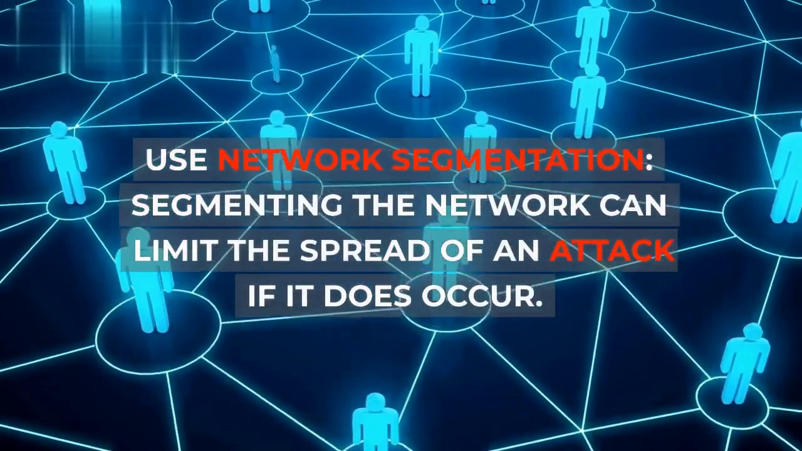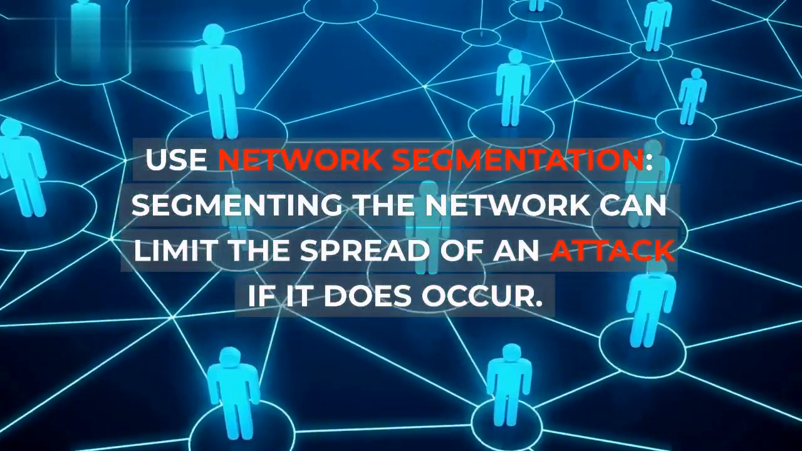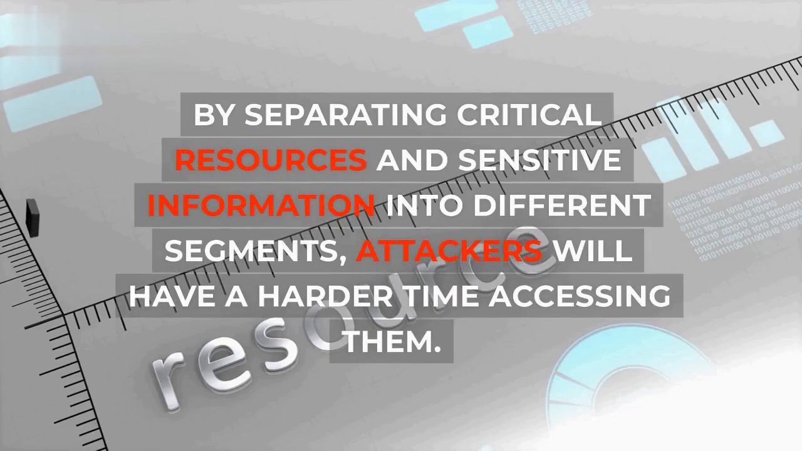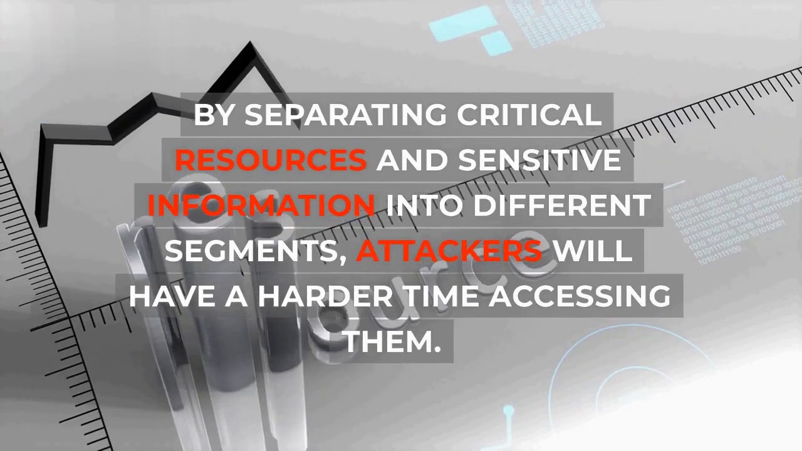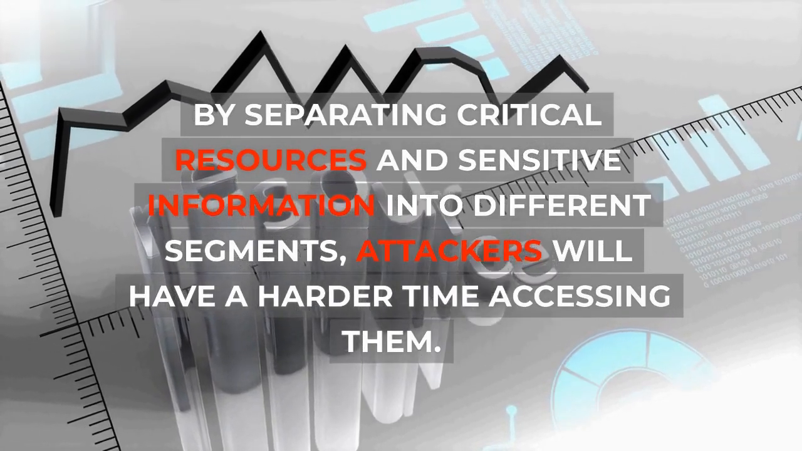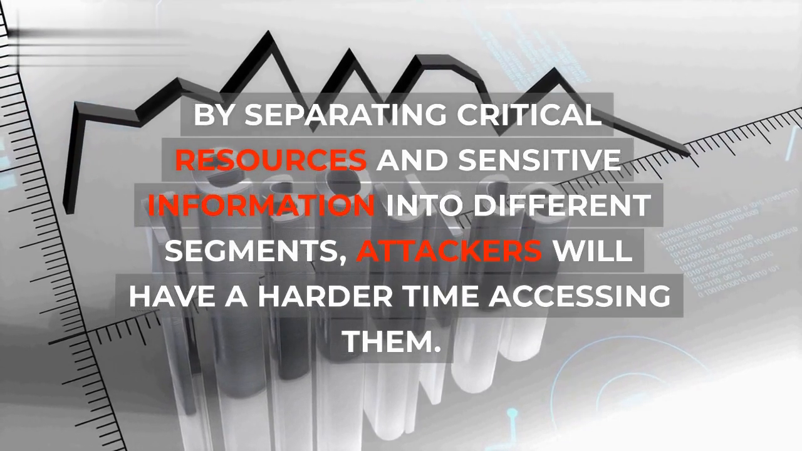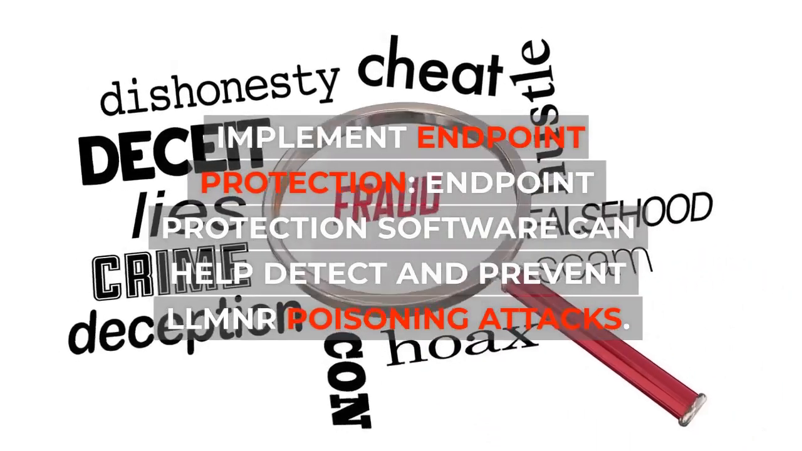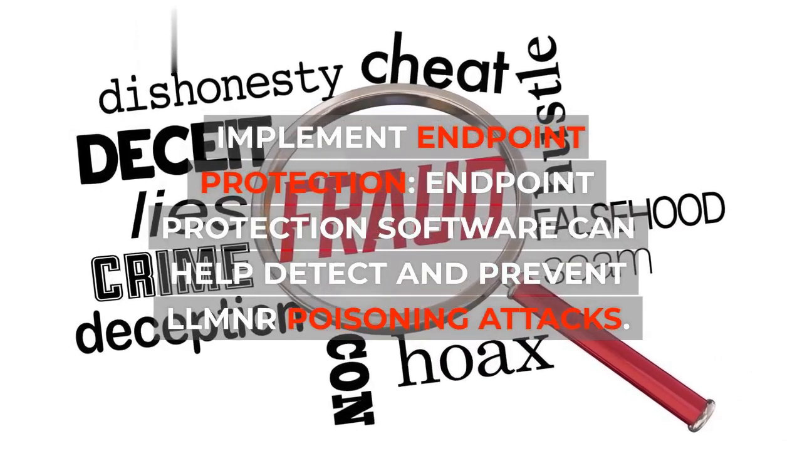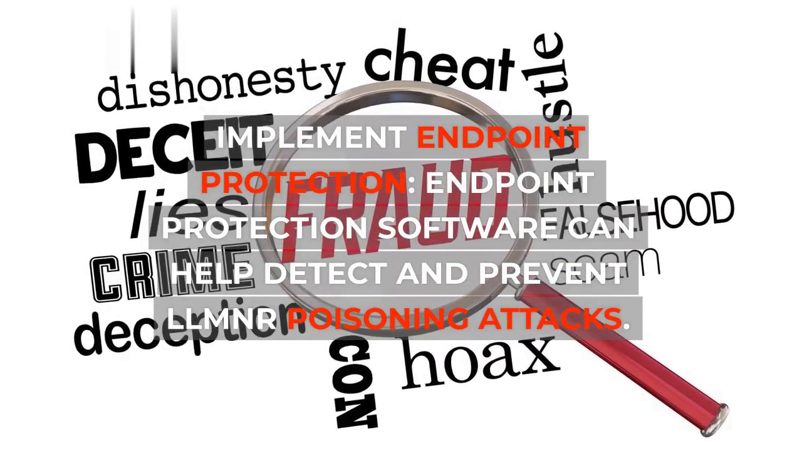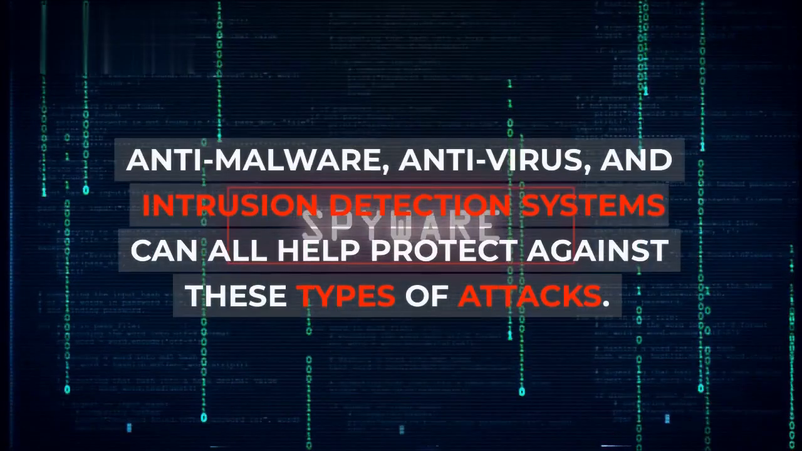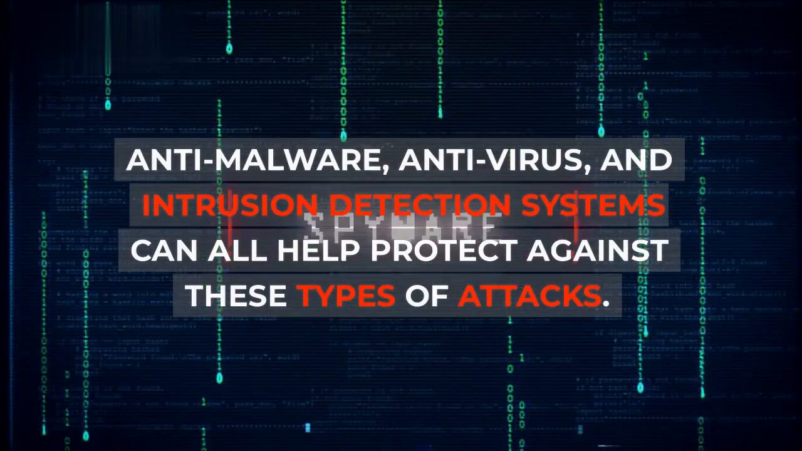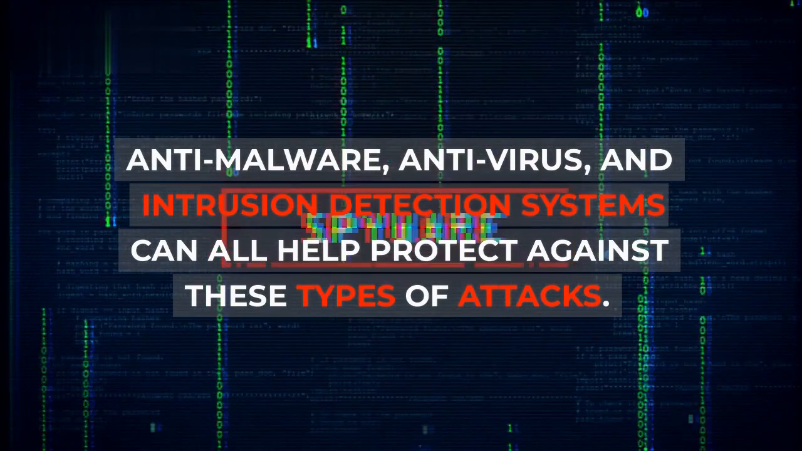Use network segmentation. Segmenting the network can limit the spread of an attack if it does occur. By separating critical resources and sensitive information into different segments, attackers will have a harder time accessing them. Implement endpoint protection. Endpoint protection software can help detect and prevent LLMNR poisoning attacks. Anti-malware, antivirus, and intrusion detection systems can all help protect against these types of attacks.